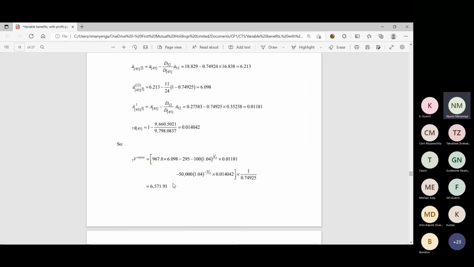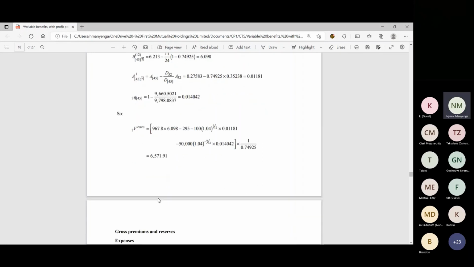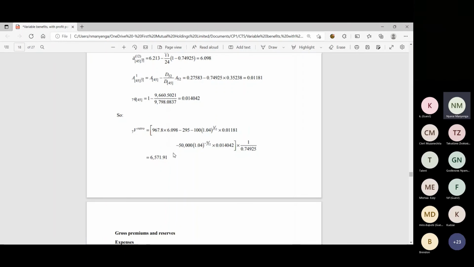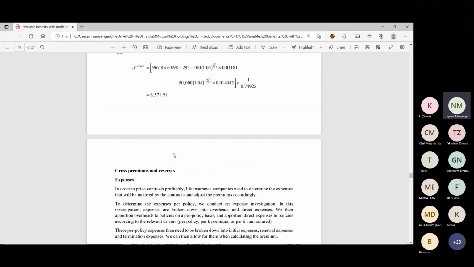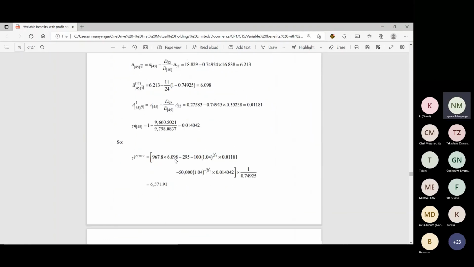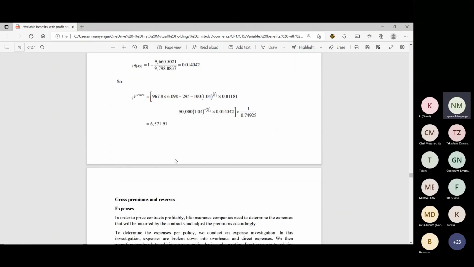So you see that once you've included everything in here, the retrospective reserve would be 6,571.91. So this is just basically how you calculate your retrospective reserve. So it's just one example.